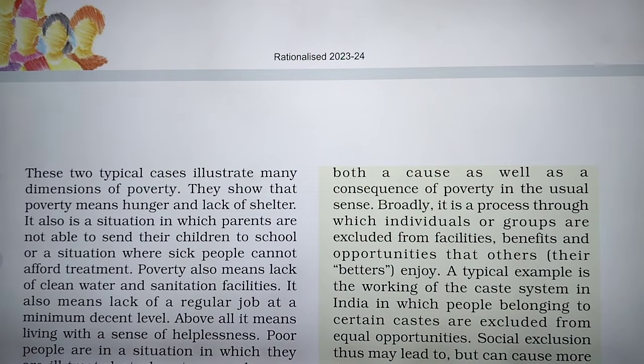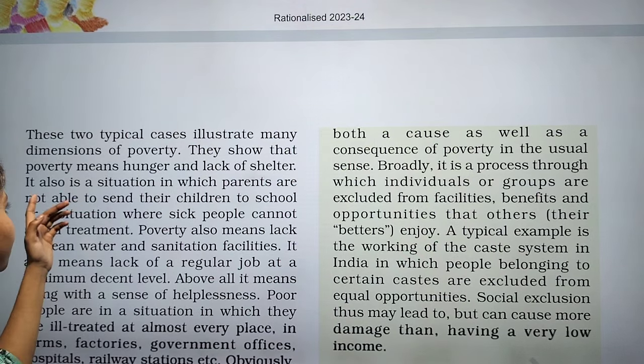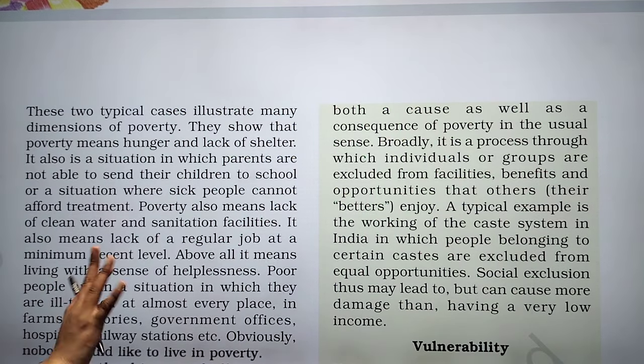They show that poverty means hunger. It means they are not getting food properly, and they also lack shelter. It also is a situation in which parents are not able to send their children to school, or a situation where sick people cannot afford treatment.